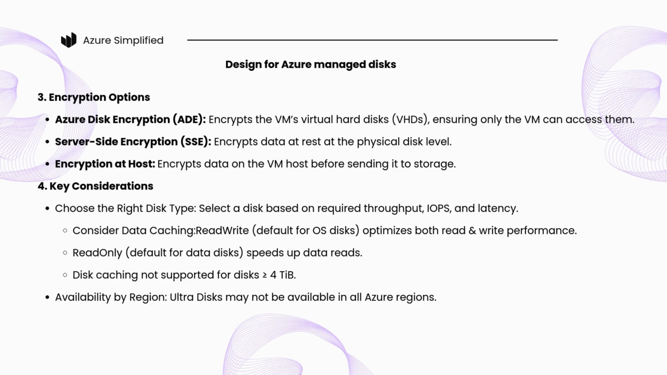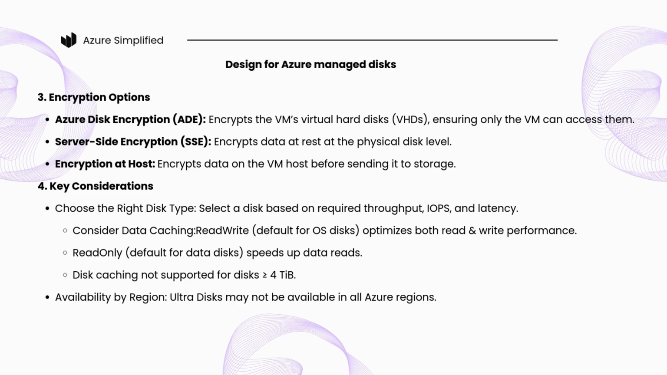3. Encryption options. Azure Disk Encryption, ADE, encrypts the VM's virtual hard disks, VHDs, ensuring only the VM can access them. Server-side encryption, SSE, encrypts data at rest at the physical disk level. Encryption at host encrypts data on the VM host before sending it to storage.